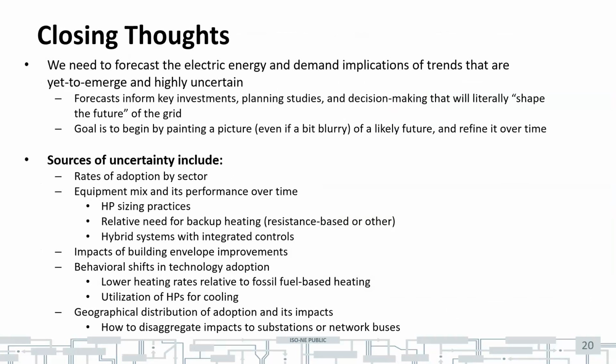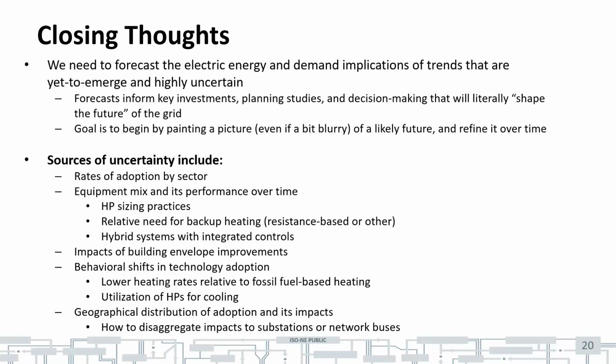Some closing thoughts. It's kind of a strange business that we're in. We have a need to forecast out decades in advance. What are the energy and demand implications of technologies that have yet to emerge, the pace of trends that are yet to emerge? Because basically our forecast informs what the shape of the grid of the future might look like, right? Investments, the direction of planning and things like that. So really, we're just trying to paint a picture. We're starting off with a lot of uncertainty. So however blurry that picture is, doesn't matter. We're going to refine it as we revisit this process every year as more data and the trends start to emerge.